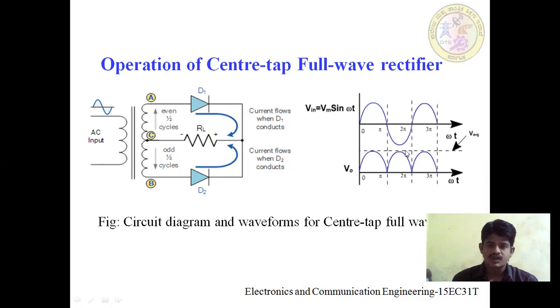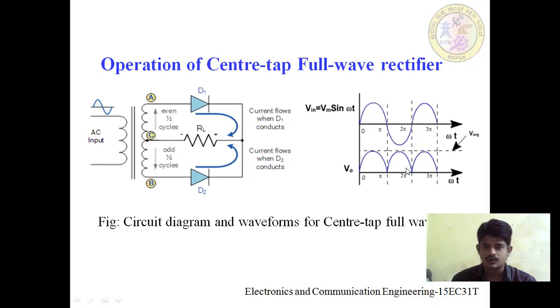This will continue during the next positive half cycle. Once again, point A will be positive compared to C, D1 conducts, and the load gets the positive half. Next, for the negative half cycle, point B will be more positive compared to C, D2 will conduct, and RL will get one more positive half signal. This is the operation of a full wave rectifier, and it has output for the complete cycle, hence it is called a full wave rectifier. It is named center tapped because it uses the center tapped transformer for its operation.